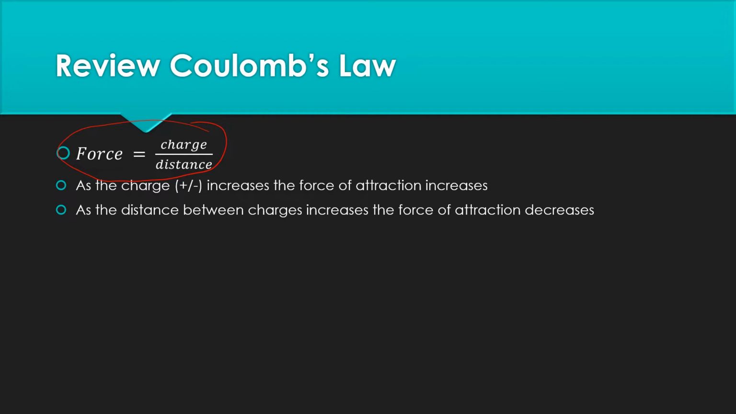So there's 2 things that influence our attraction between our ions in our ionic compound, so between those positive and negative ions. And the first one is the charge. So when we look at Coulomb's law, as the charge, positive or negative, increases, the force of the attraction increases. So why is that? When we have greater charges, when we have more positives, more negatives, then we're going to get a greater force of attraction because a larger numerator is going to give us a larger answer.